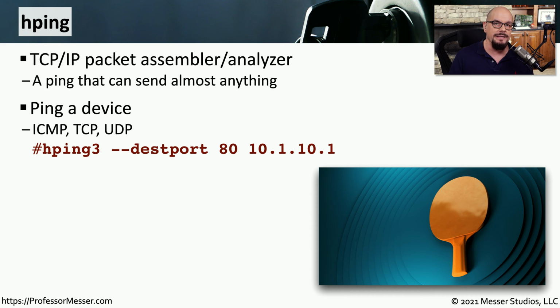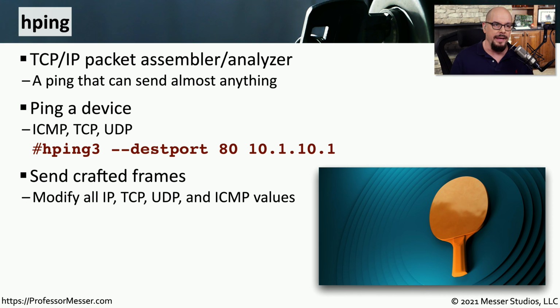This is a relatively easy command to run. We just run the hping command. We can choose destination ports like I've done here to send it to a destination port 80, and then you can choose the IP address or IP address range of the device you'd like to scan. Unlike a simple ping command, the hping command allows you to modify almost everything about the packet. You can modify IP information, TCP details, UDP information, ICMP values, and much more.